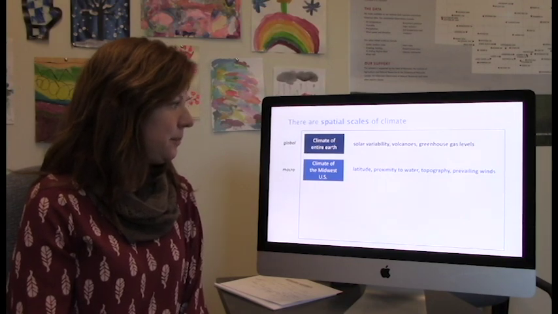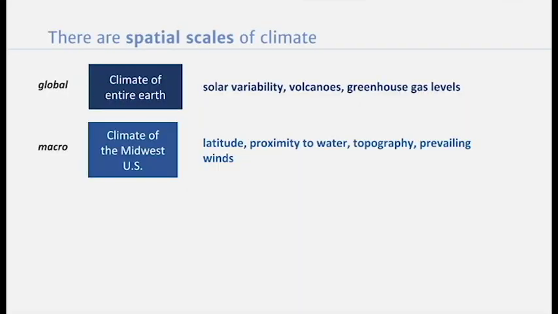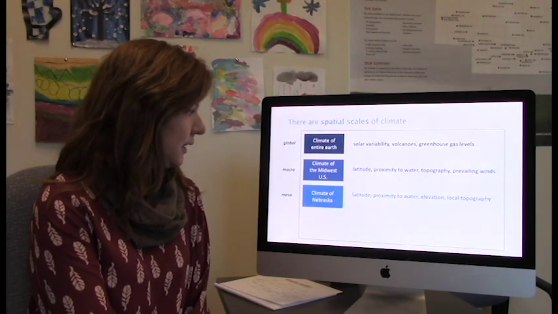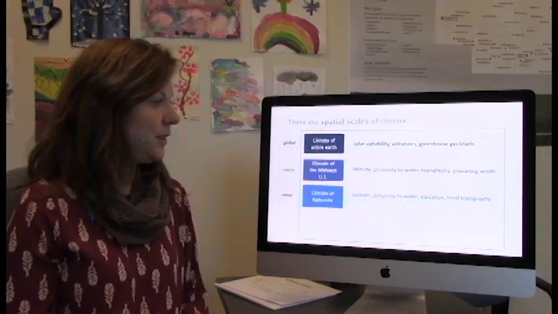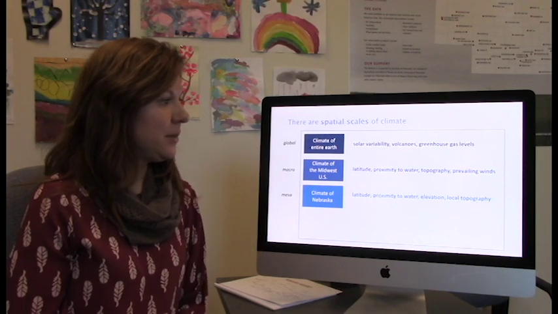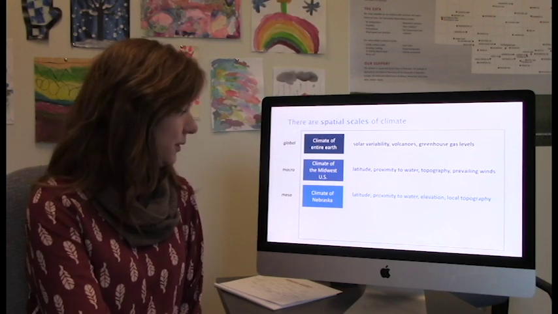There is kind of the macro scale, thinking about climate of the Midwestern U.S. We have a very continental climate, we have warm summers and cold winters, it can be windy here. So things like the latitude that we are on Earth, how close we are or not to a body of water, what the topography is, what the prevailing wind directions are, that controls the climate at kind of this macro scale. Then we have mesoscale, so localizing it to the climate of Nebraska, the fact that we're at the mid-latitude, the fact that we're not close to a body of water, the elevation differences, say eastern Nebraska versus the sandhills versus western Nebraska, that influences the climate, as well as the local topography. So those are some again, factors that influence climate at the local scale.